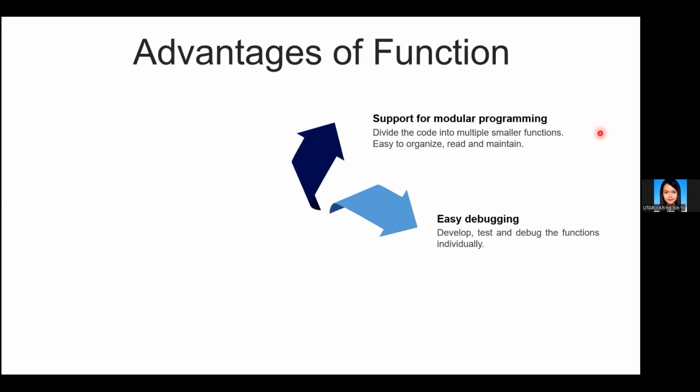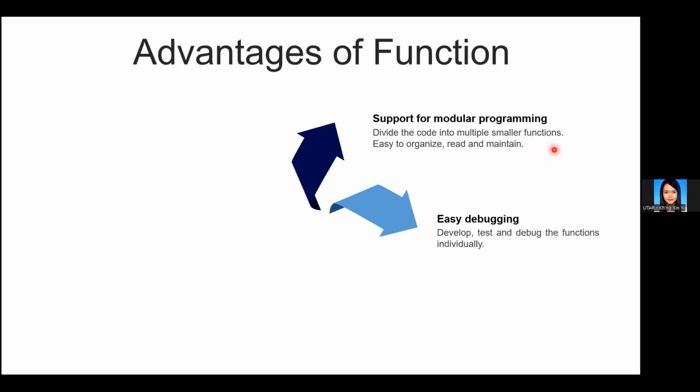How can we use functions in programming? Of course, there are some advantages, right? So what are the advantages? Just now, we know that with a function, we divide the program into multiple smaller chunks, which we call smaller functions. This is what we call modular code. If we divide it into multiple smaller functions, it will be easier for us to organize, to read, and to maintain it.